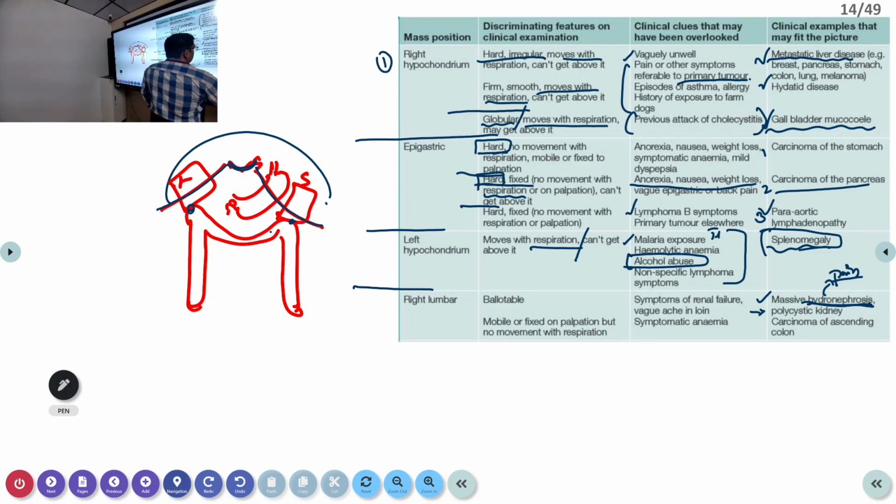Okay, and the other lumbar swelling is the ascending colon. Ascending colon malignancies can occur on the left side also. These things are symmetric in the right and left lumbar areas: hydronephrosis, polycystic kidneys, as well as the ascending colon. If it's an abdominal swelling which is freely mobile, it is usually a colon, ascending colon malignancy.